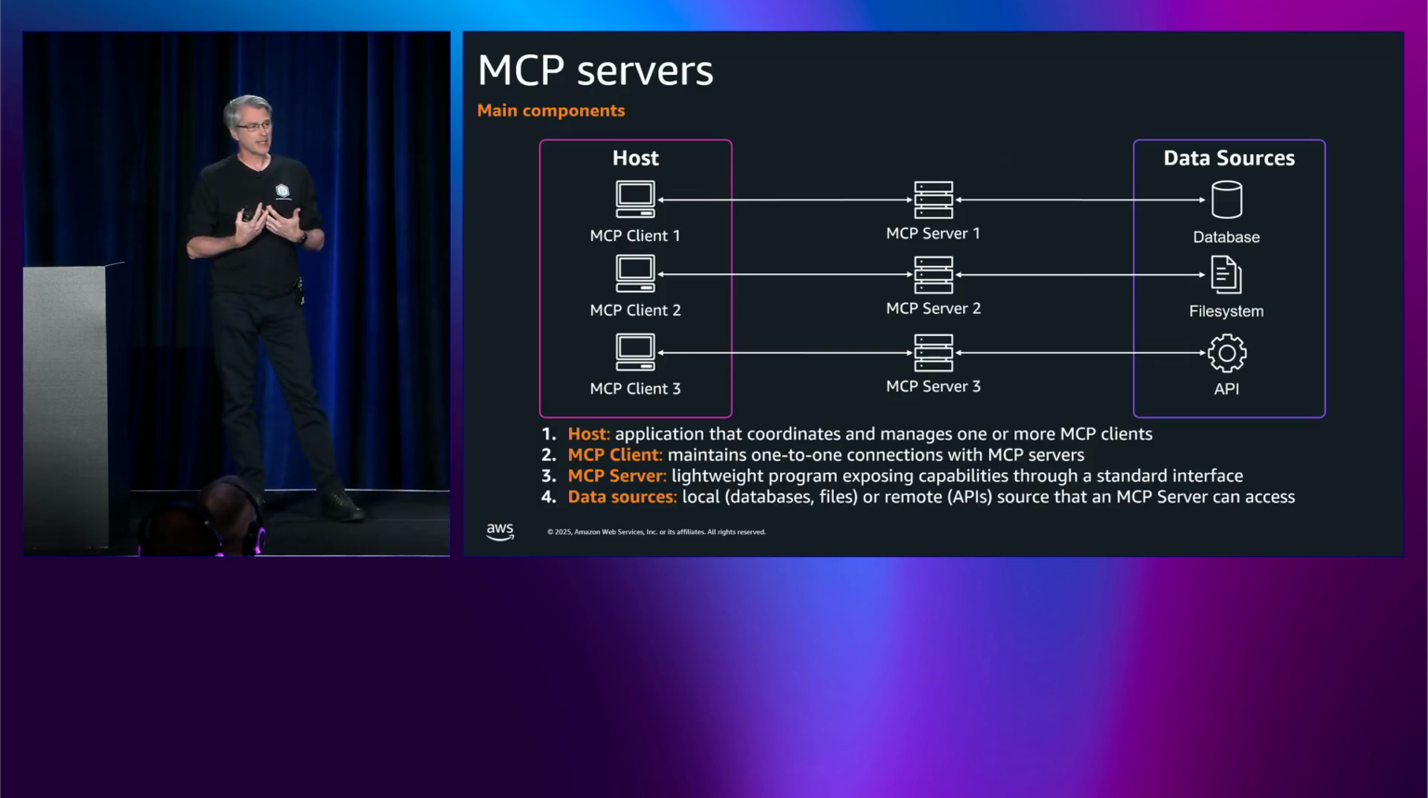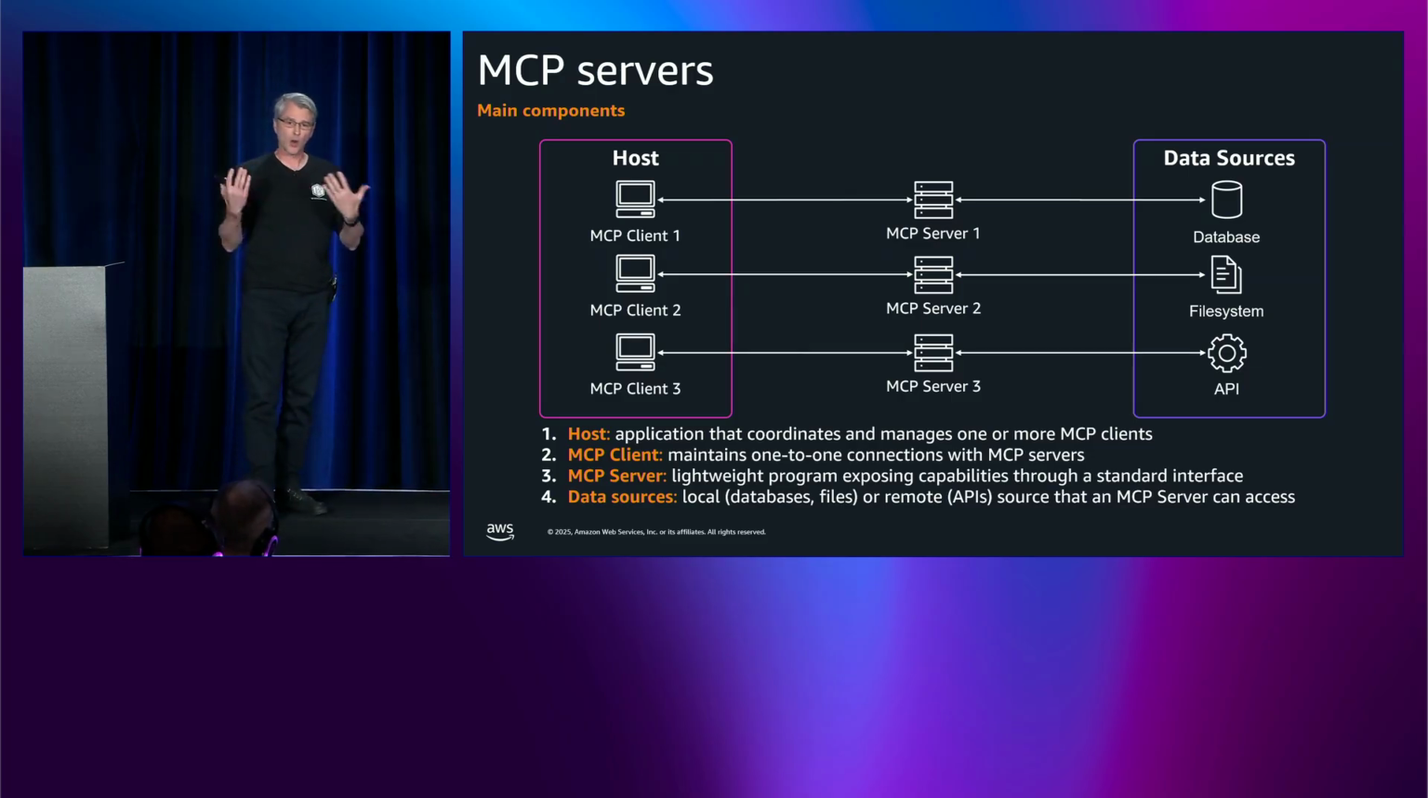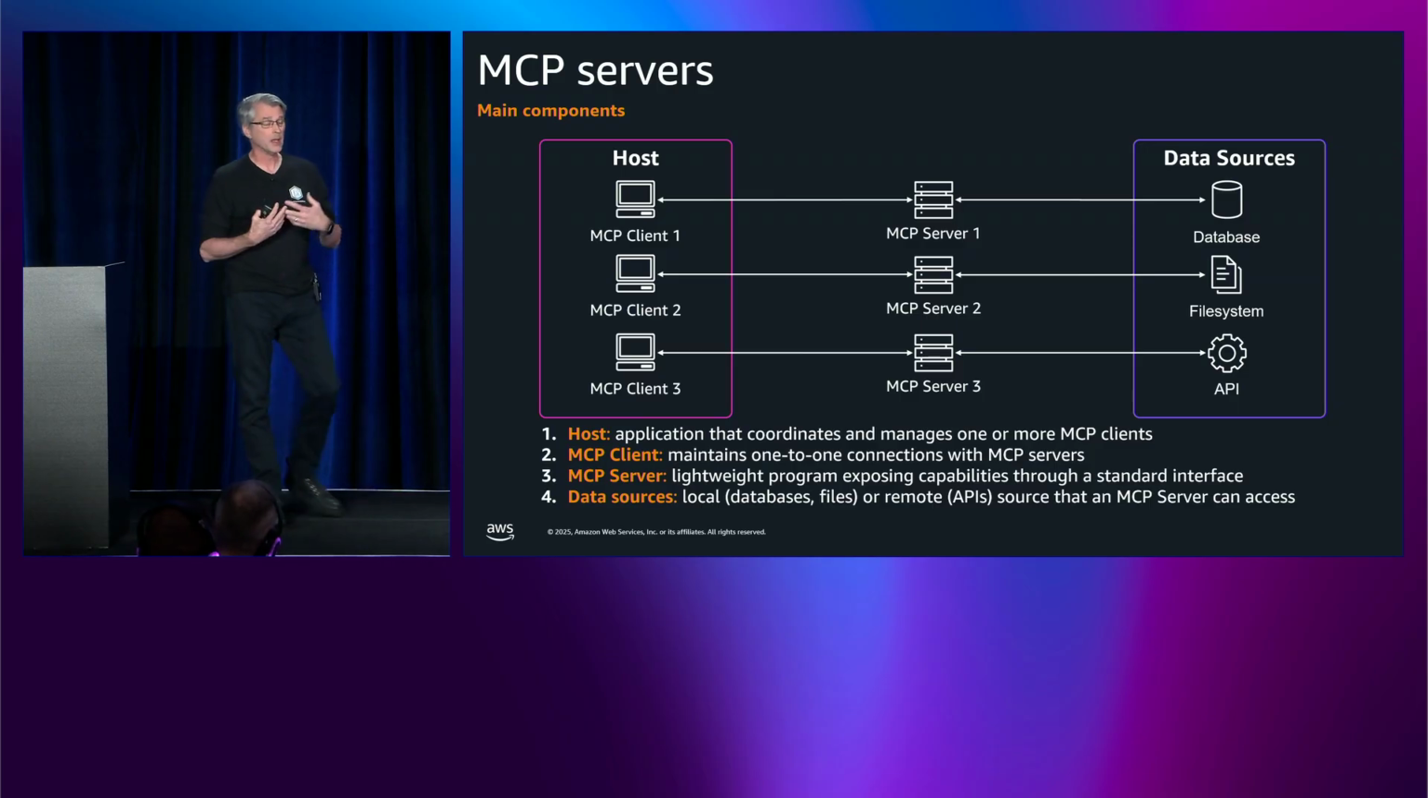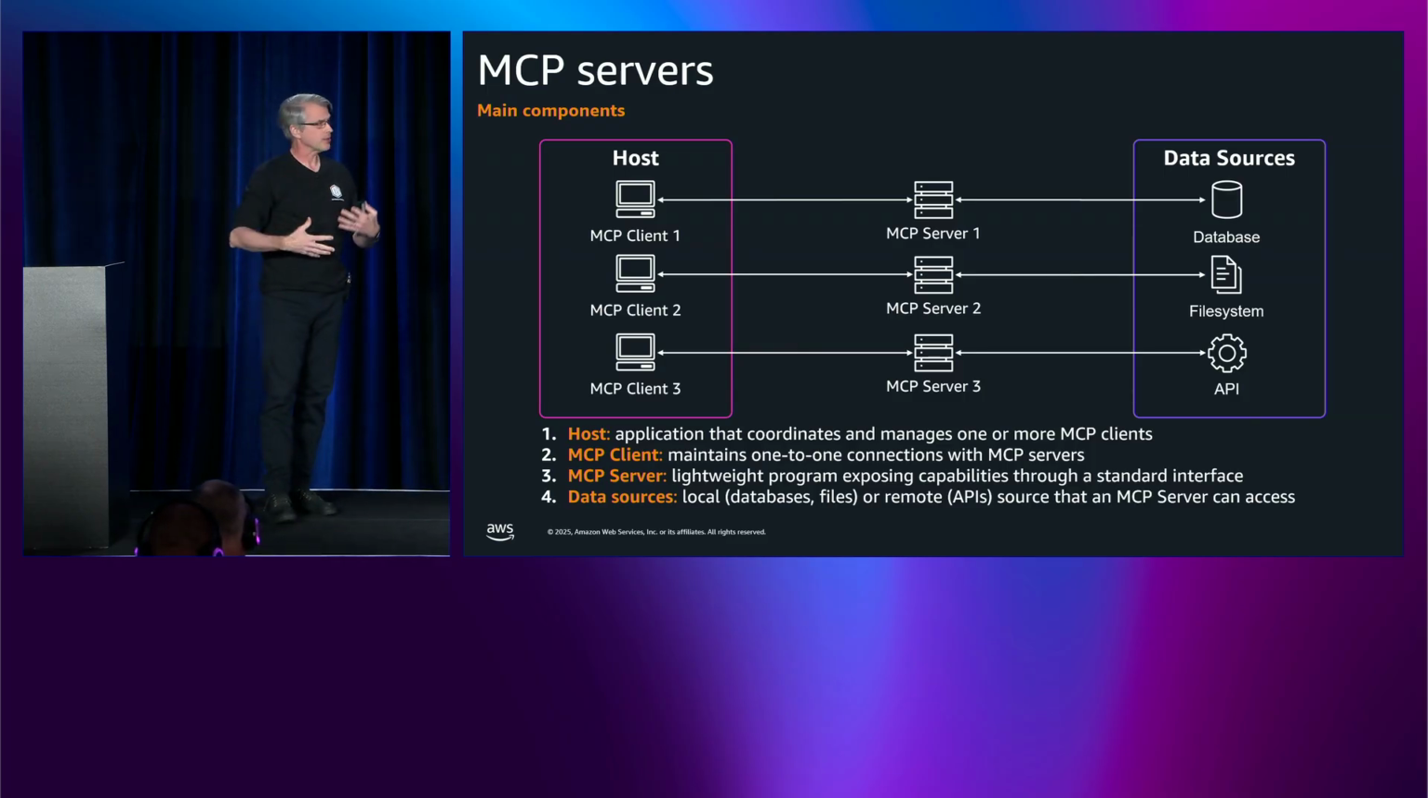What an MCP client does is maintain a one-to-one connection with an MCP server. So your host will understand that, hey, I need to reach out to this server for it to take some action. It'll create a client, establish that connection, and now the host is going to keep track of all of the different clients and which servers they're connected to.